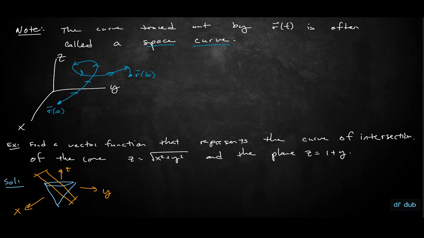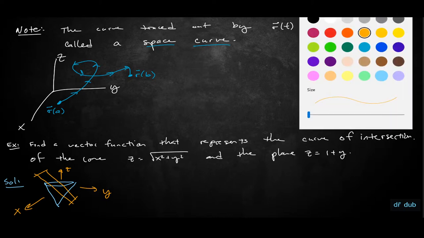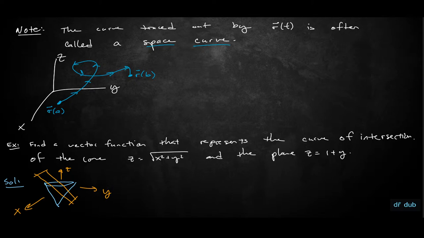So this, let's see, we can kind of arbitrarily choose what we want the parameter to be. So I'm just going to let x equal t. That's kind of an arbitrary choice. I could say y equals t, but I'm going to say let x equal t.